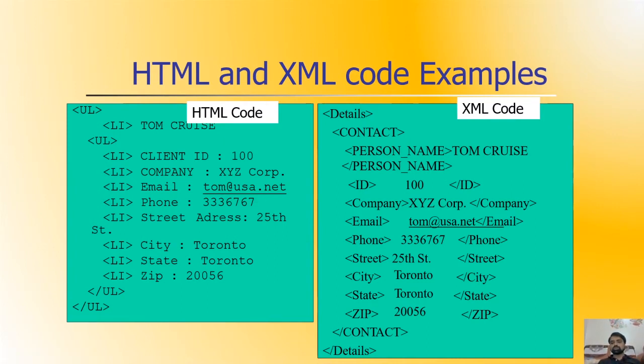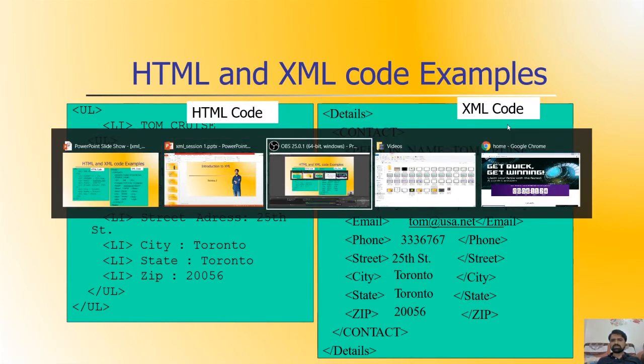So I need to store the details of an employee. I'm storing it under the details root tag. Within the details you can see contact, then the person name, close, ID information, ID close, company information, company close. So that is an example of XML code. Let me show you an example.